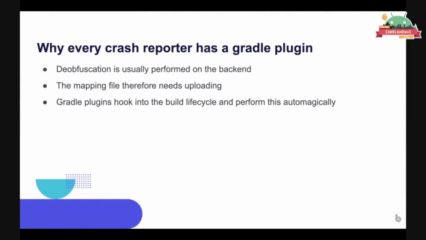And this is coincidentally why every crash reporting SDK has a Gradle plugin. You want to perform this deobfuscation on the back end because you don't really want to ship the mapping file with your application because it can be quite big, and it also defeats the point of obfuscating it in the first place. If there's a mapping file shipped with your application, anyone trying to reverse engineer your app can do it pretty easily. So most Gradle plugins will hook into the build lifecycle and automatically upload these mapping files whenever you make a build, whether it be on your local machine or on CI.